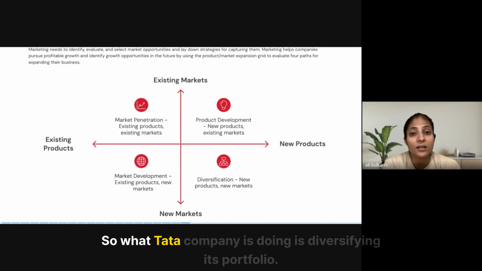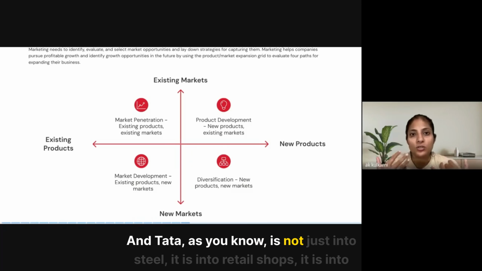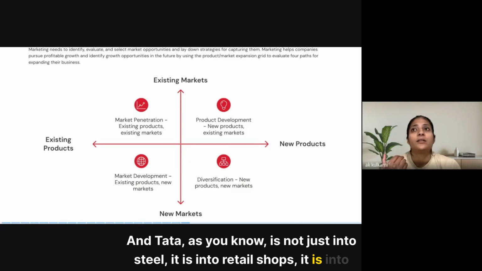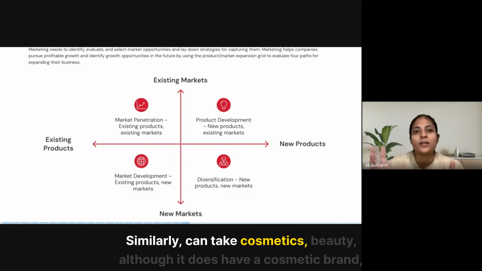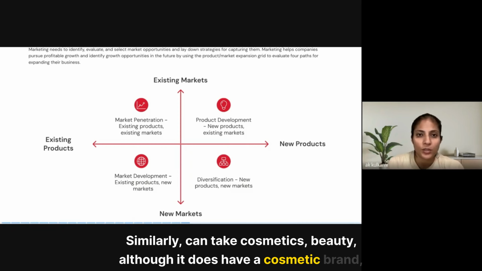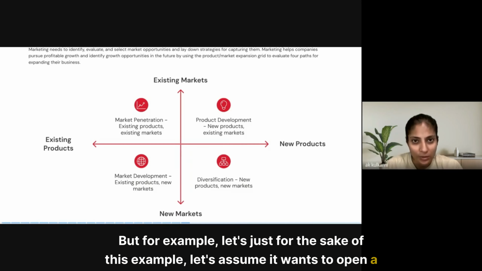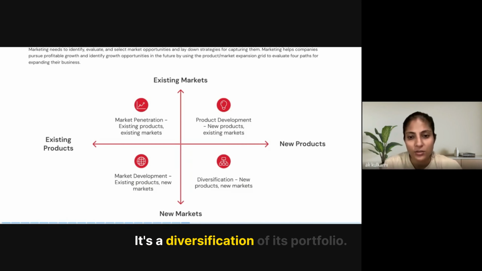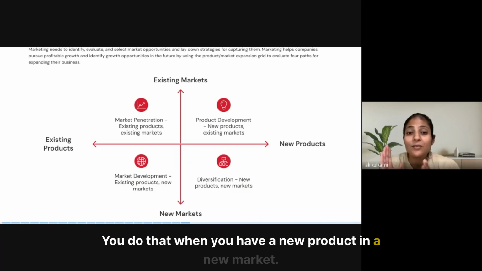So what Tata company is doing is diversifying its portfolio. And Tata, as you know, is not just into steel, it is into retail shops, it is into consumer durables. So similarly, it can take cosmetics, beauty. No, it does have a cosmetic brand, Lakme. But for example, for the sake of this example, let's assume it wants to open a nail salon. It's a diversification of its portfolio. You do that when you have a new product in a new market.